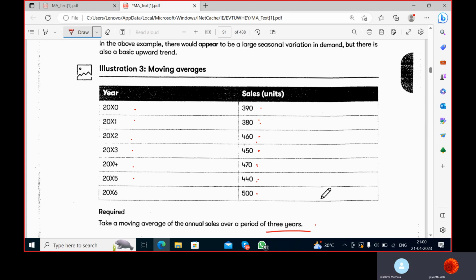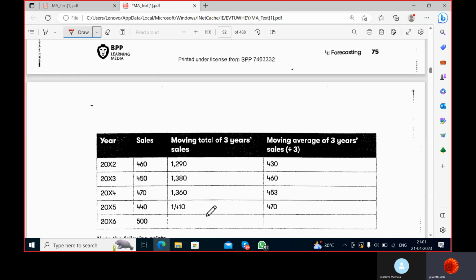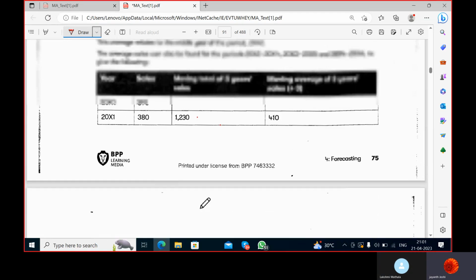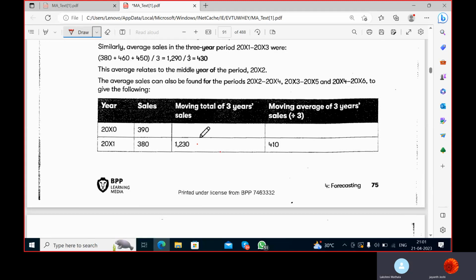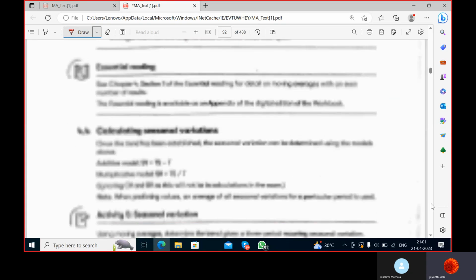Sir, over a period of 3 years, the first 3 years? First 3 years, then the next 3 years, then the next 3 years. It goes on in that way, Hamsa. You can do it as homework as well. You take the first 3 years, then the next 3 years, and so on, and you get the moving totals, correct? And then you divide by 3 for the moving average. Finished. Leave one column here and one column there, so you can finish that.